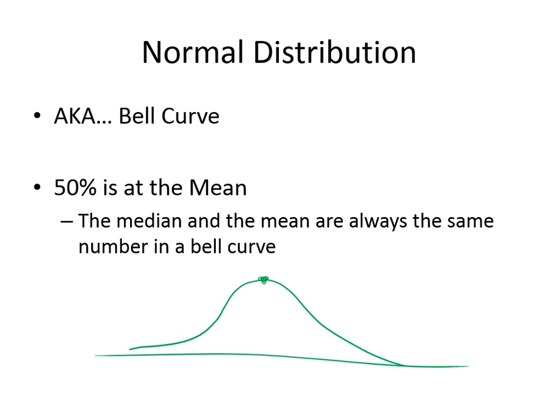One of the main things here is that the highest point is always at the 50th percentile, and it's always the mean. So the mean and the median, the 50th percentile, are always the same number in a normal distribution or bell curve. If you fold it in half, you get 50 on one side and 50 on the other. So that's what we're going to be looking at.